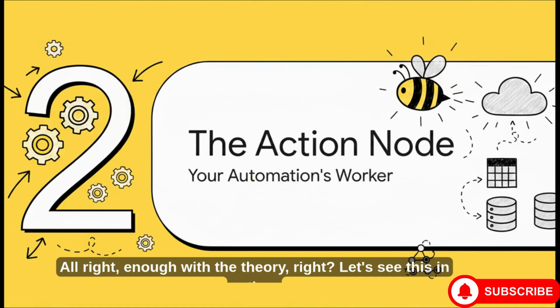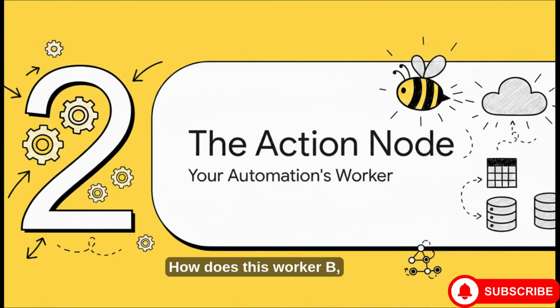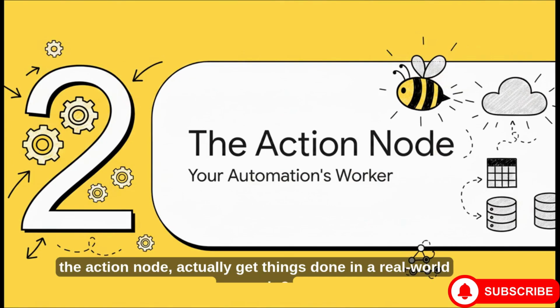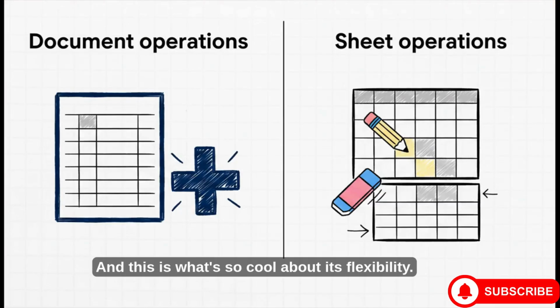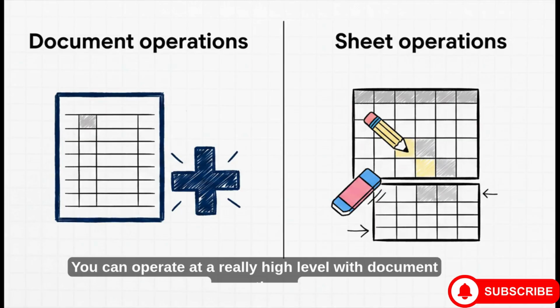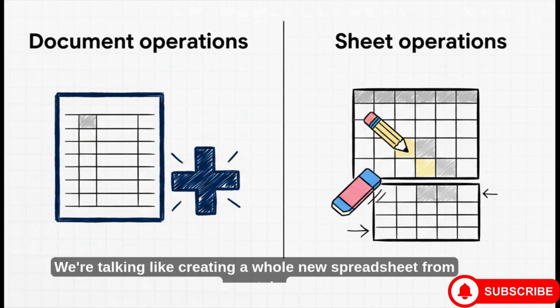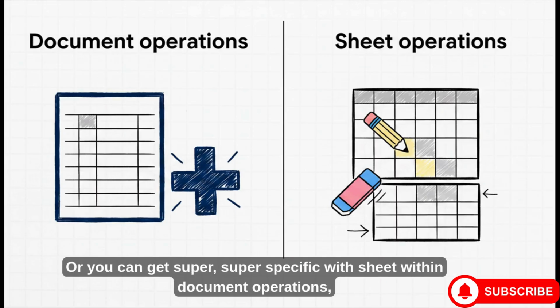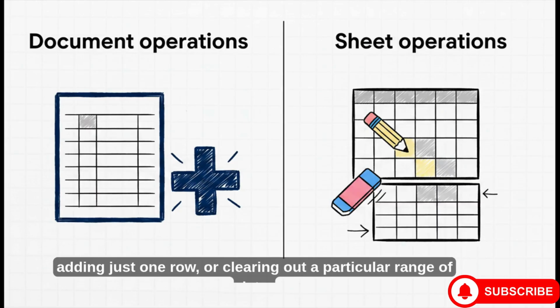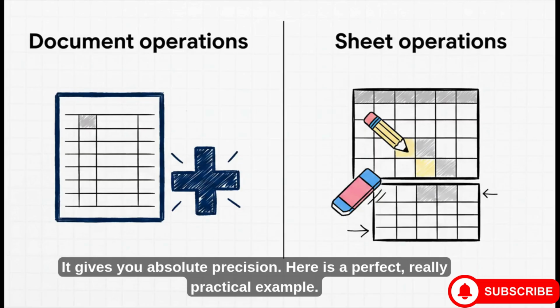All right, enough with the theory, right? Let's see this in action. How does this worker bee, the action node, actually get things done in a real-world scenario? And this is what's so cool about its flexibility. You can operate at a really high level with document operations. We're talking like creating a whole new spreadsheet from scratch. Or you can get super specific with sheet within document operations, like updating a single cell, adding just one row, or clearing out a particular range of data. It gives you absolute precision.